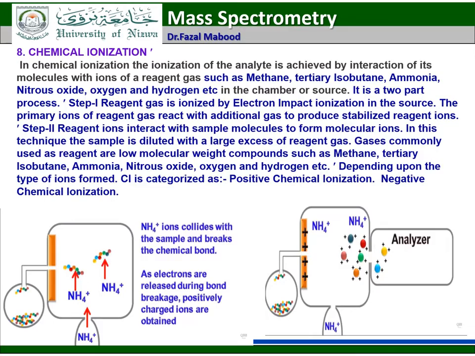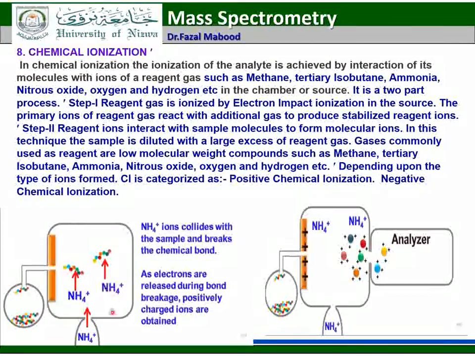Now I'm going to discuss chemical ionization. That is another kind of ionization, that is chemical ionization. In chemical ionization, the ionization of the analyte is achieved by interaction of its molecule with ions of reagent gas such as methane, tertiary isobutane, ammonia, nitrous oxide, oxygen, and hydrogen.